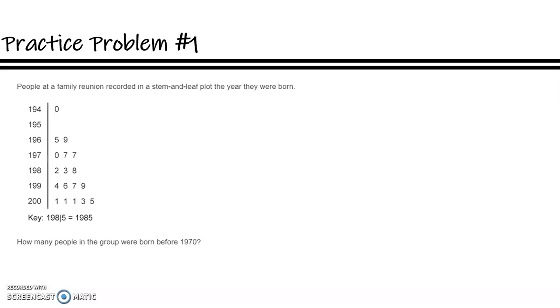This says people at a family reunion recorded in a stem and leaf plot the year they were born. How many people in the group were born before 1970? So that's going to be above this line here. So if you look, you can see somebody was born in 1969, 1965, and 1940. So that's a total of 3 people.